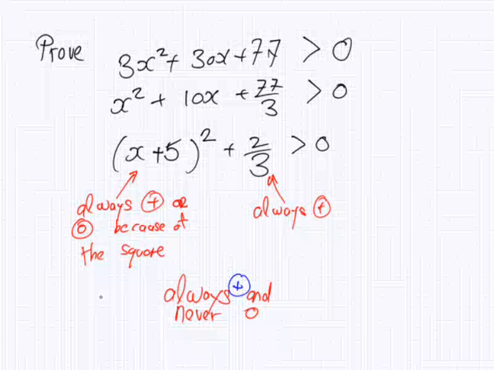Now, I'm nearly finished. Why has this proven it's true? It's always positive. Yeah, so this is always positive, or it could be 0 because of the square. And this one? Yeah, what about it? It's always 2 over 3, so this one is always positive. So if you have a number which is always positive, plus a number which is sometimes positive and sometimes 0, the result is always positive. And could it ever be 0? No. Always positive and never 0. And this is the end of the proof.